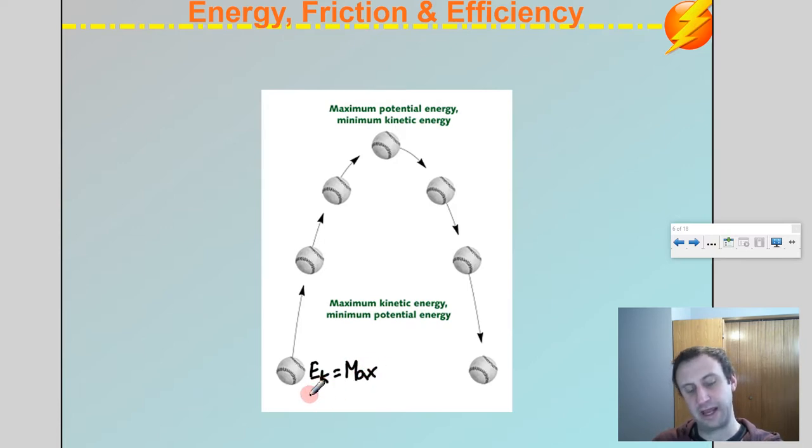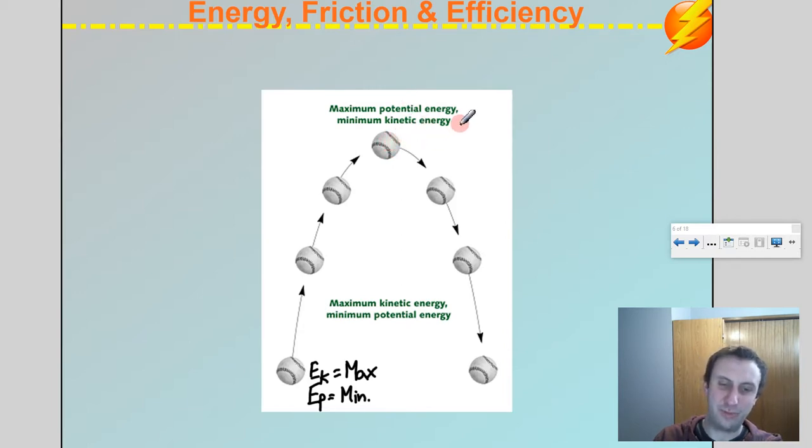K being for kinetic. Well, the potential energy, assuming that it's close to the ground, would be at a minimum. Then as it gets higher and higher, we get to the top. But at the very top, for a brief moment in time, as it switches directions from going up to down, it is still.